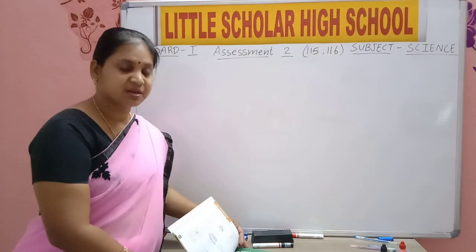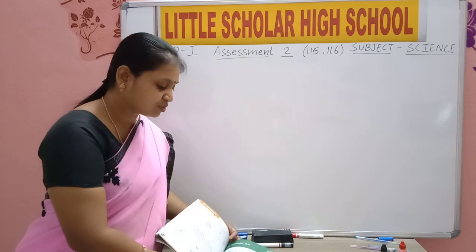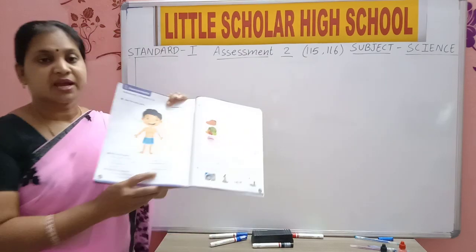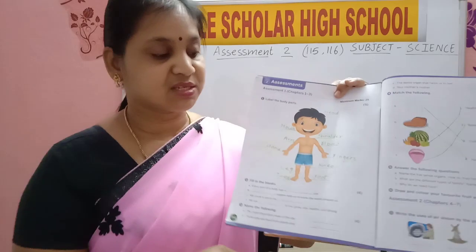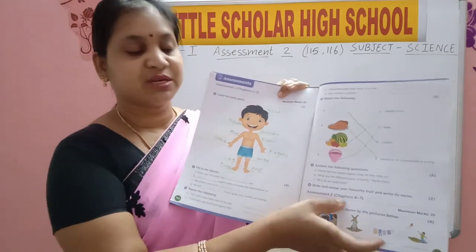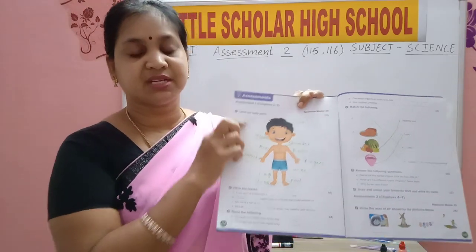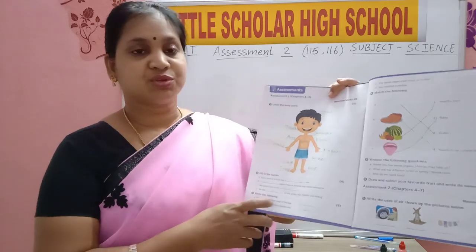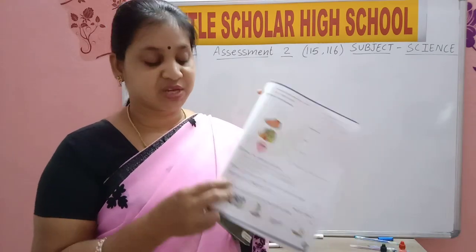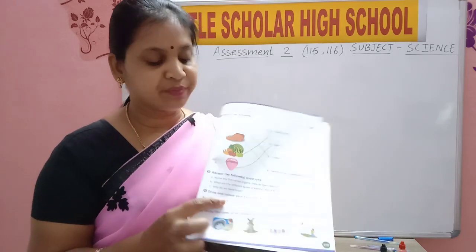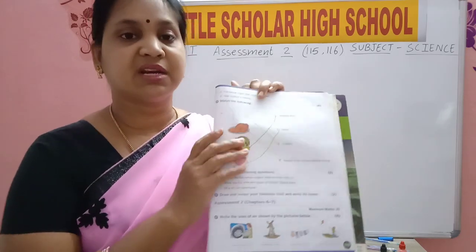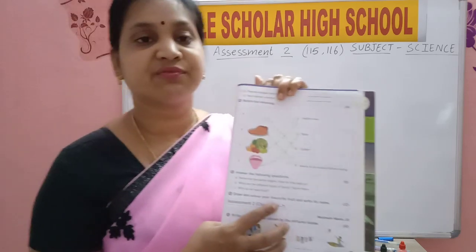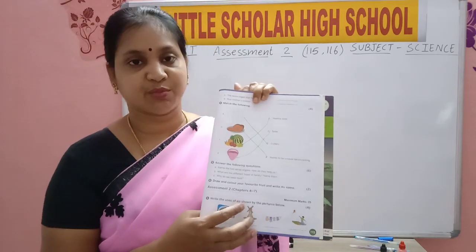Standard first, subject science. Open your science textbook. Today we will do assessment 2. Already one has been completed in the textbook. Did you finish? Now today we will do assessment 2, revision of chapters 4, 5, 6 and 7.